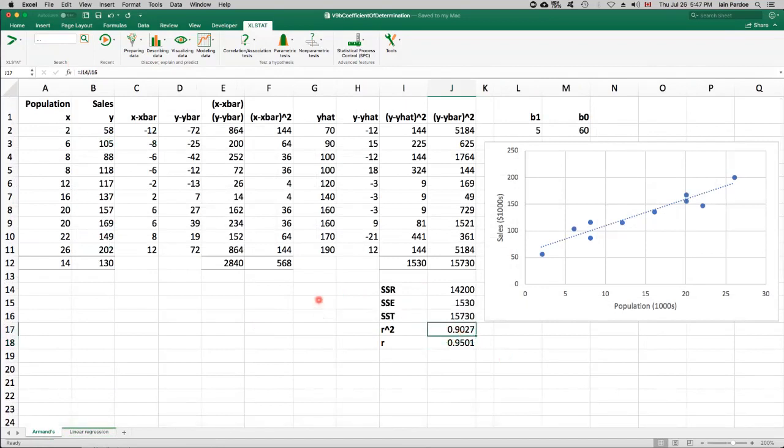Okay, so that's how to calculate the coefficient of determination, or R squared, in simple linear regression.